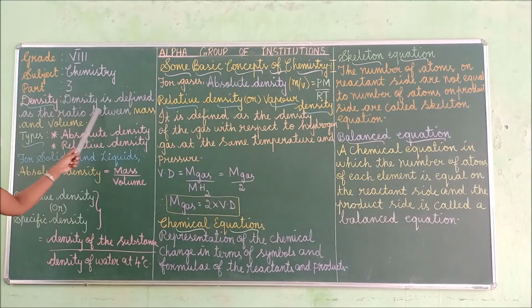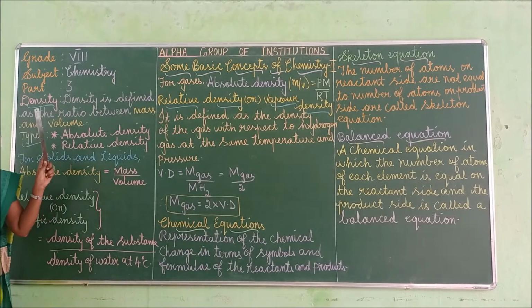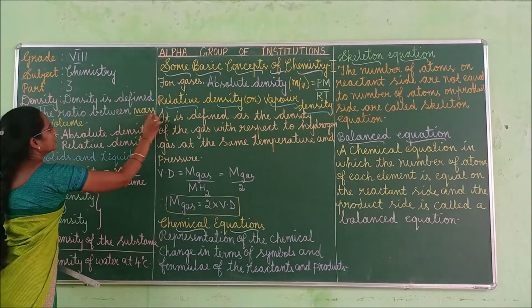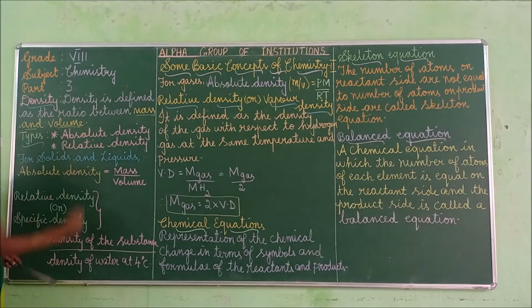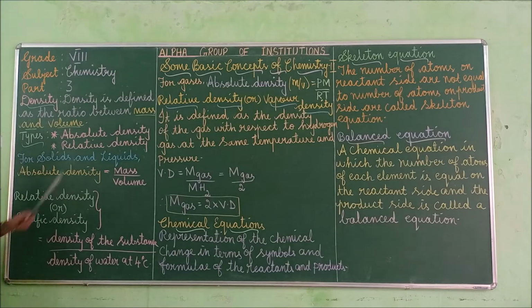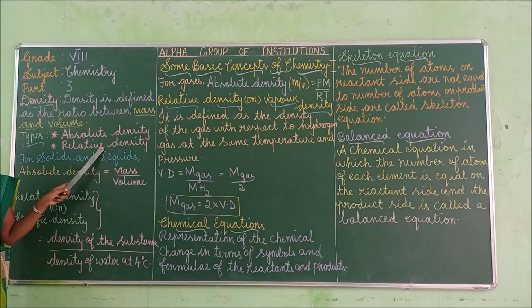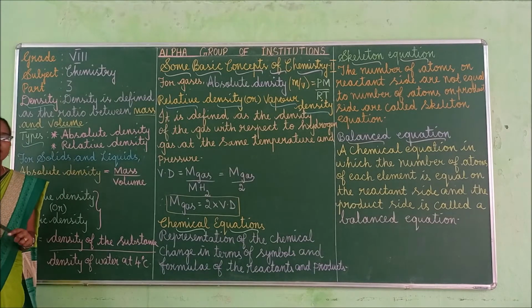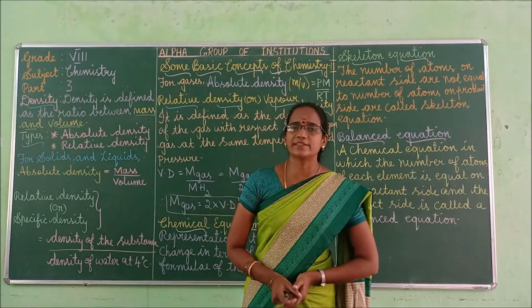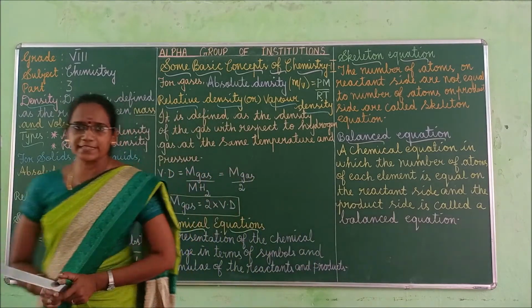Density is mass by volume, right? So density is defined as the ratio between mass and volume. There are two types of density. One is absolute density and another one is relative density or vapor density.